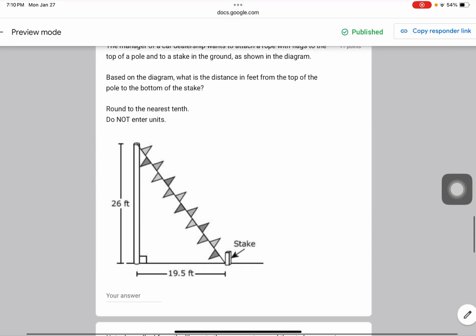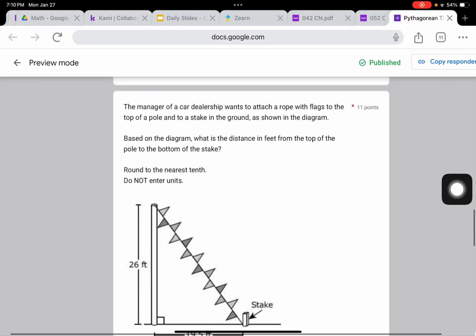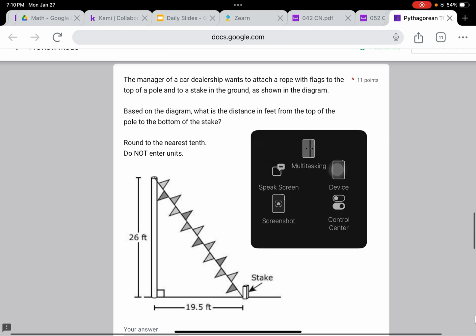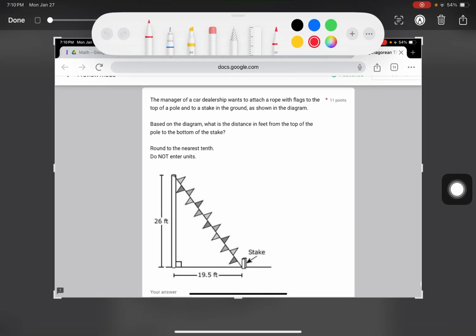Like this one, you're given 2 legs. If you draw across from the right angle, that's your hypotenuse. So you're looking for C. You would square them, add them, and take the square root. You take the square root of both sides, and that would give you the answer.